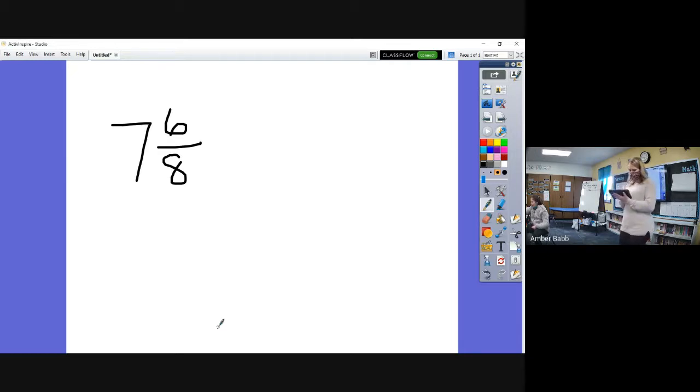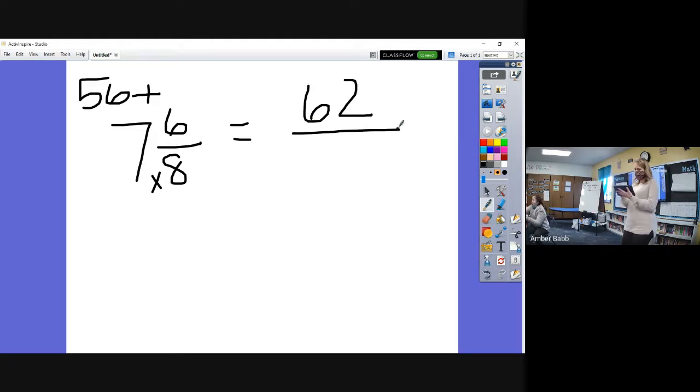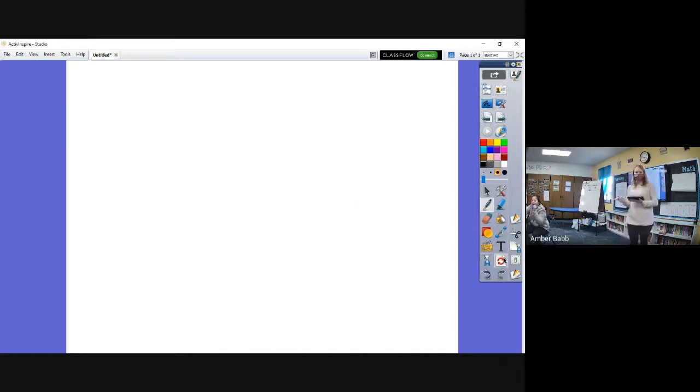All right. So 8 times 7 is 56. And then you add that to the 6, which would give you 62. And you put that over your original denominator. Okay. Let's do one more of those on your own.